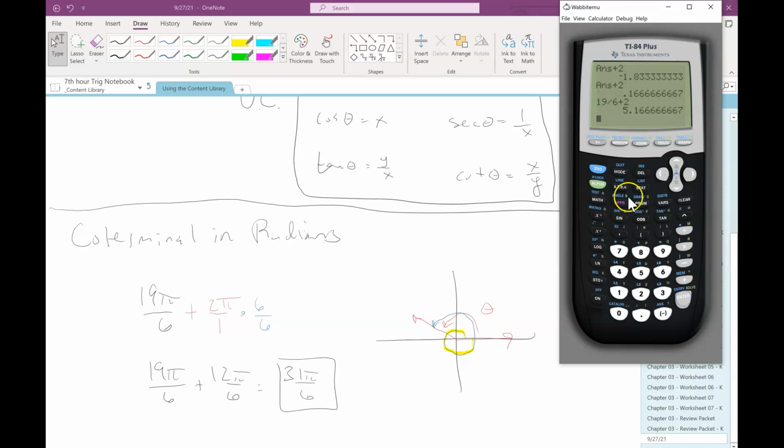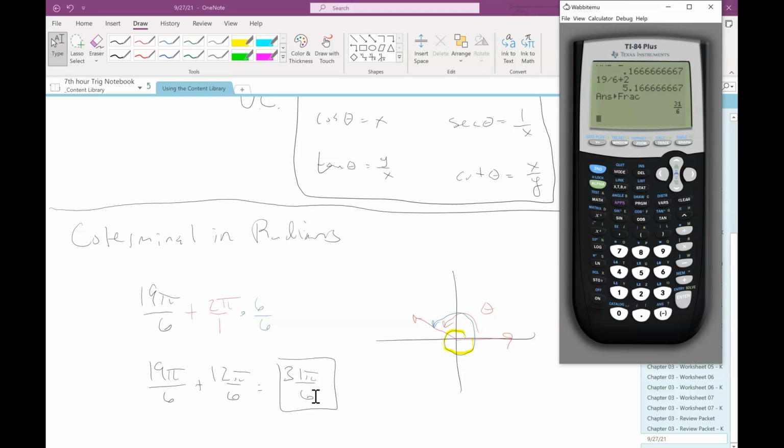and then press enter, and then we'll go math, fraction. It'll give it to us as a fraction, and we just tack the pi on at the end. So 19 over 6 plus 2 is 31 over 6, and I just add the pi back on at the end. So you can use your calculator to handle that part if you don't like doing the arithmetic by hand, which I don't blame you if you don't.